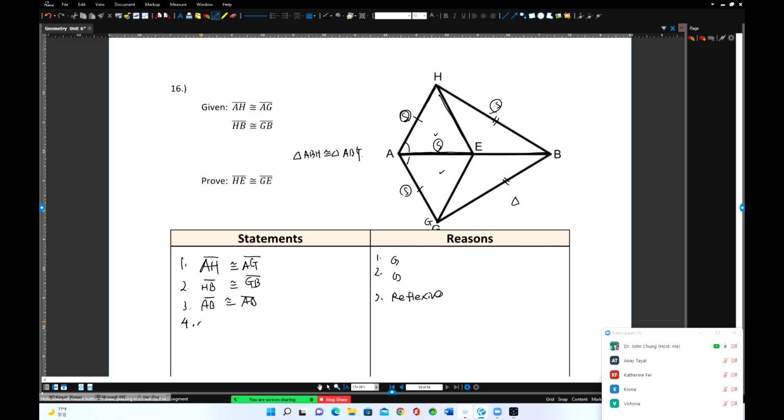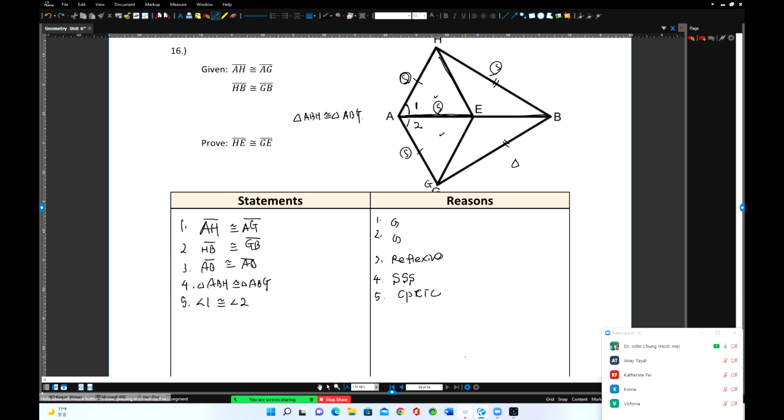Okay, now you can say triangle AHB or ABH. I'm gonna write down ABH congruent ABG, right? The reason is what? Side, side, side. After that, corresponding side angle, I'm going to choose the angles. I'm going to choose angle 1 and 2. Angle 1 congruent to angle 2, right? CPCTC.